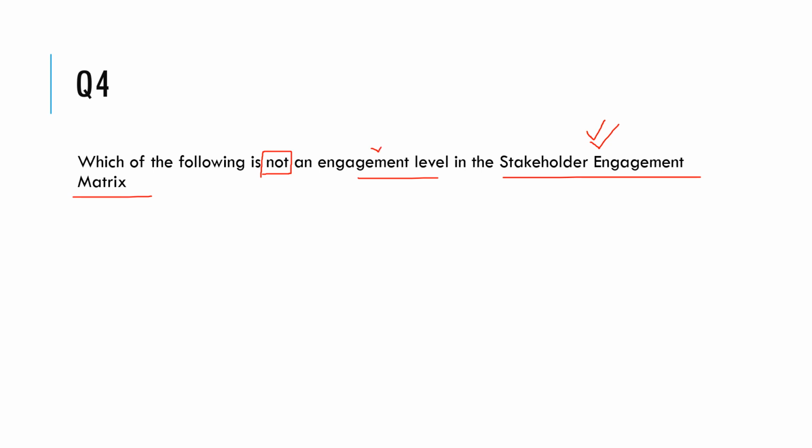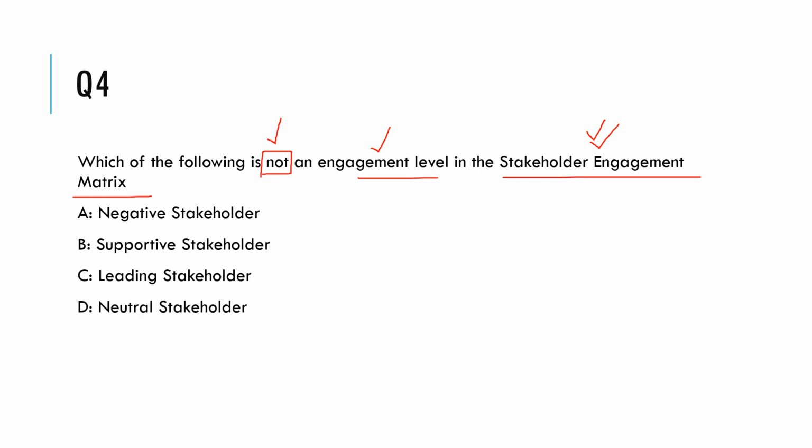So there are 5 levels of engagements in the stakeholder engagement matrix, and you need to answer which of the following is not in one of those 5 levels. A, negative stakeholder; B, supportive stakeholder; C, leading stakeholder; and D, neutral stakeholder. So the 5 levels of engagement in the stakeholder engagement matrix are unaware stakeholder, resistant stakeholder, neutral stakeholder, supportive stakeholder, and leading stakeholder. So obviously negative stakeholder is not an engagement level.